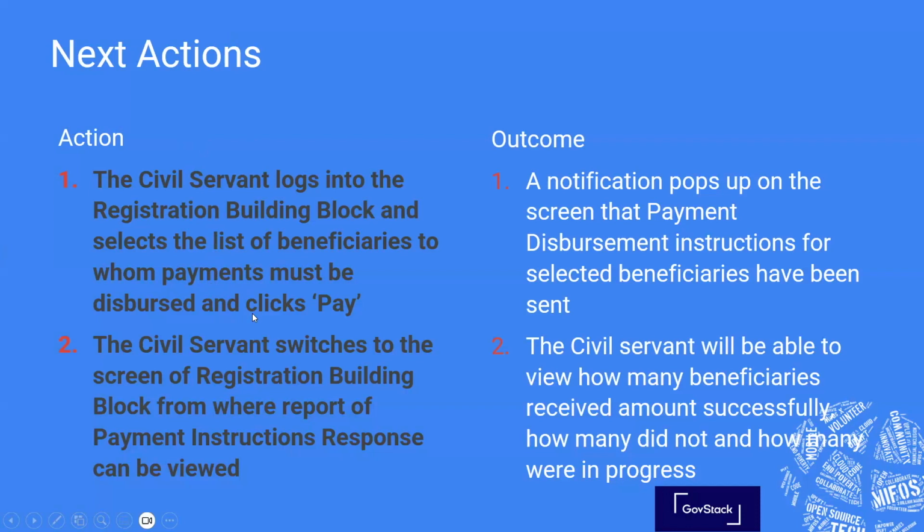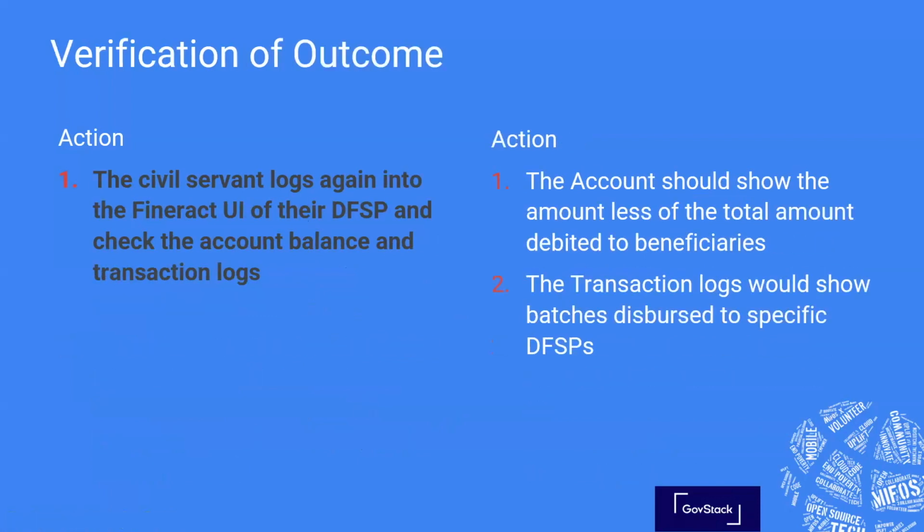cash transfer as well. So the civil servant logs into the registration building block UI, or they could log into the UI provided by the payment hub, and creates a batch, clicks pay for all the beneficiaries that they want to pay, and then goes into the screen and checks the amount. Once the transaction reaches the payment hub, it validates, it sends out, it goes through the entire process.